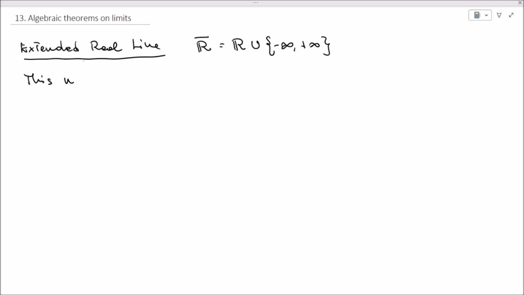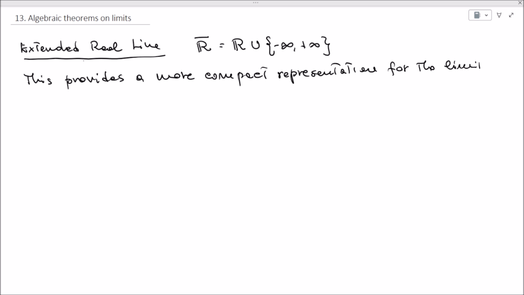This provides a more compact representation for the limits. So we can write now an tends to L as an element of the extended real line, so that we can not only represent convergent but also divergent sequences. So in other words, with this expression we can represent limits of type 1 convergent, but also type 2 divergent to plus infinity, and type 3 divergent to minus infinity.